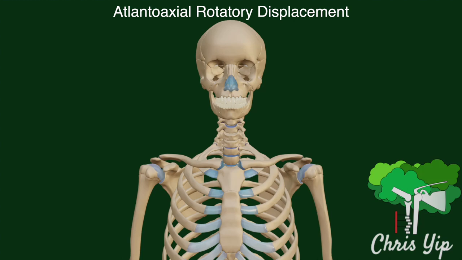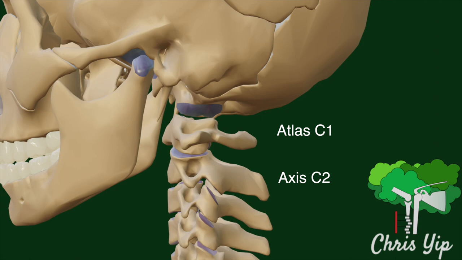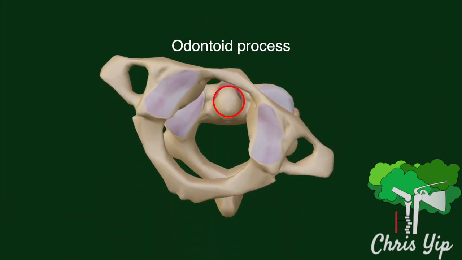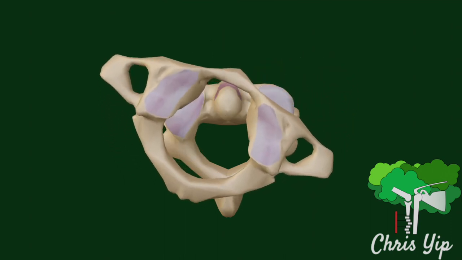The atlanto-axial joint provides 50% of the total rotation of the cervical spine. The atlas lies above with its ring-like structure and rotates around the odontoid process, which protrudes superiorly from the axis to the level of the atlas.